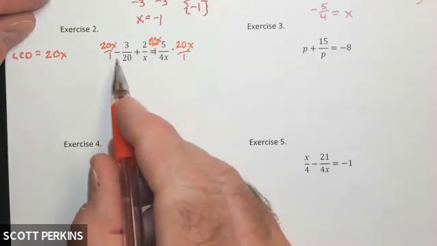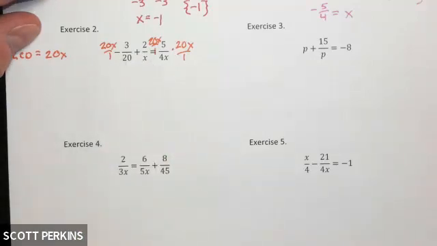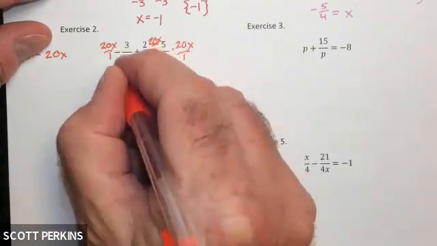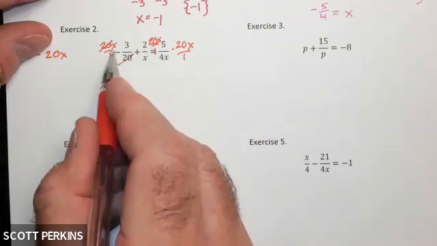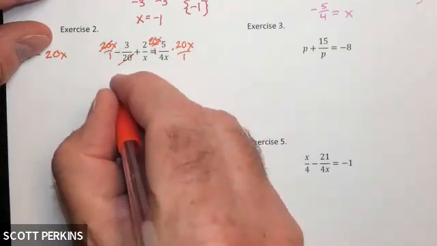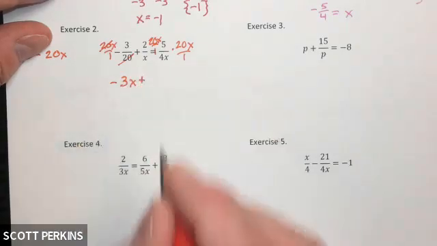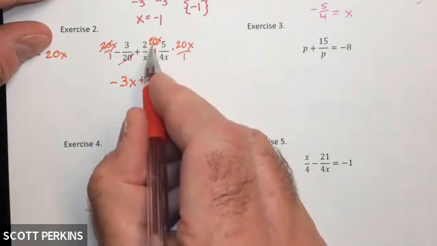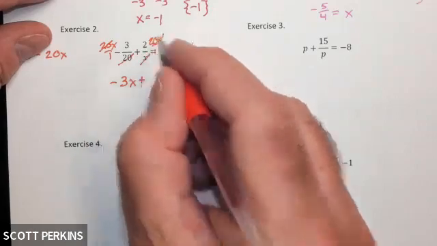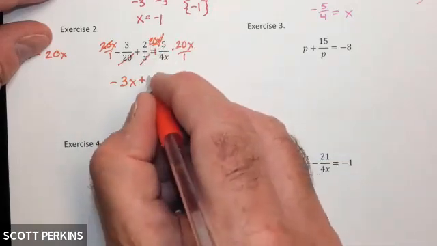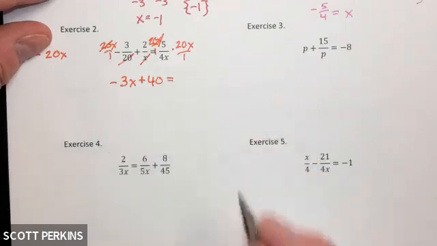All right, so I'm multiplying each term here by 20x. So in the first fraction, the 20s cancel, and I have x times -3, or -3x, plus the next one, I've got 2 over x times 20x. The x's cancel, and I have 2 times 20, or 40, equals.